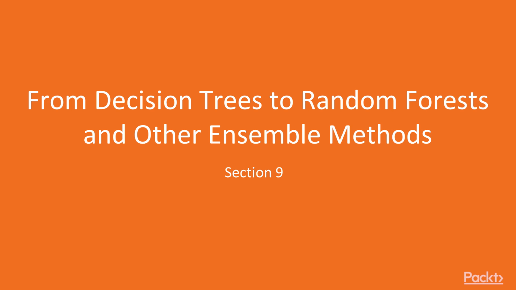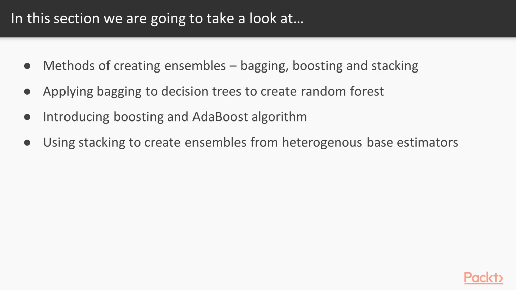Hi, let's start with a new section, from decision trees to random forests and other ensemble methods. In this section we'll introduce three methods of creating ensembles: bagging, boosting and stacking. First, we'll apply bagging to the decision trees introduced in the previous section to create a powerful ensemble called random forest. Then we'll introduce boosting and the popular AdaBoost algorithm. Finally, we'll use stacking to create ensembles from heterogeneous base estimators.